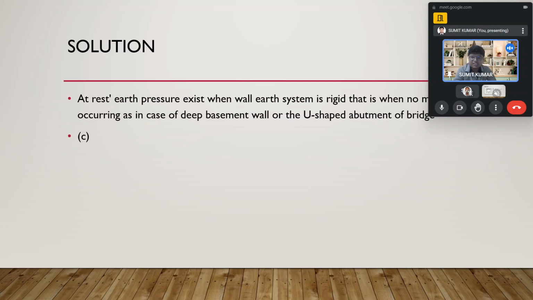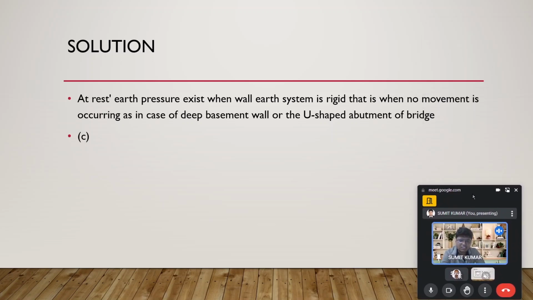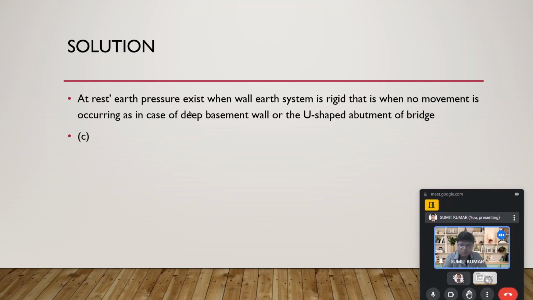So this is the solution. At rest, the earth pressure exists when the wall is rigid, that is, when no movement is occurring, as in the case of a deep basement wall or the U-shaped abutment of a bridge.